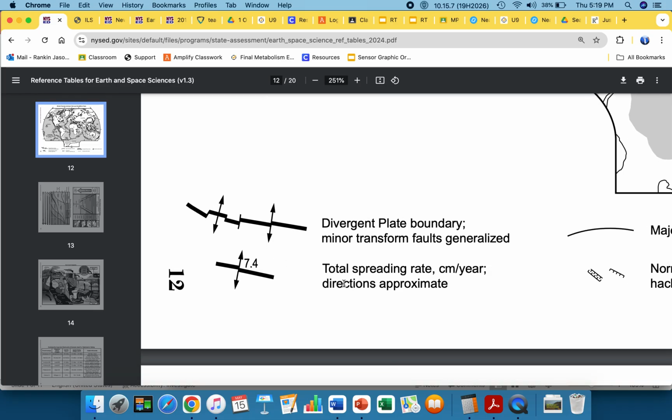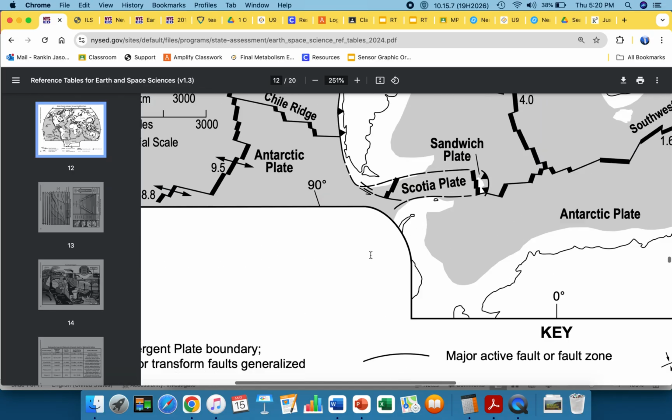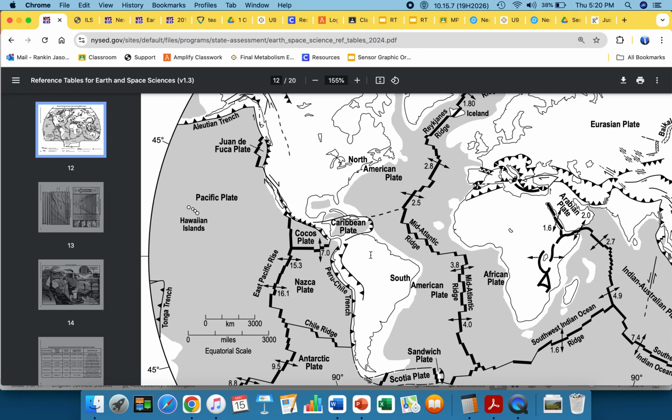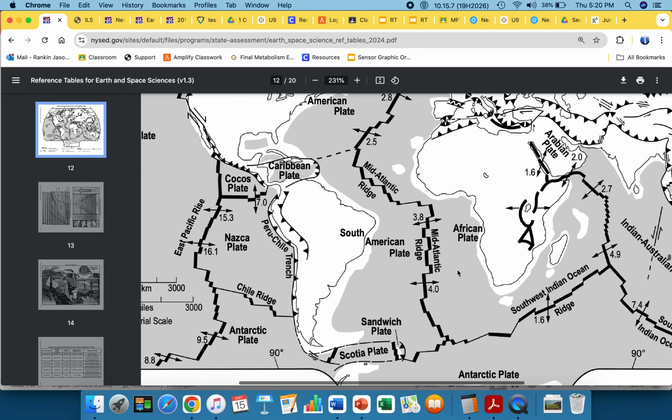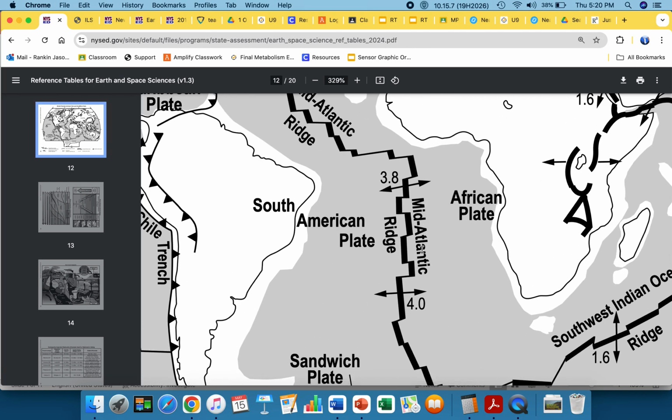In addition, we have total spreading rate in centimeters per year. Directions are approximate. So we have the arrows moving apart, which represents a divergent plate boundary, and it's spreading at a rate of 7.4 centimeters per year. So a great example of this would be your Mid-Atlantic Ridge. We can see those bold lines there, kind of like a little zigzag pattern. I'll explain to you what that means in a few minutes.